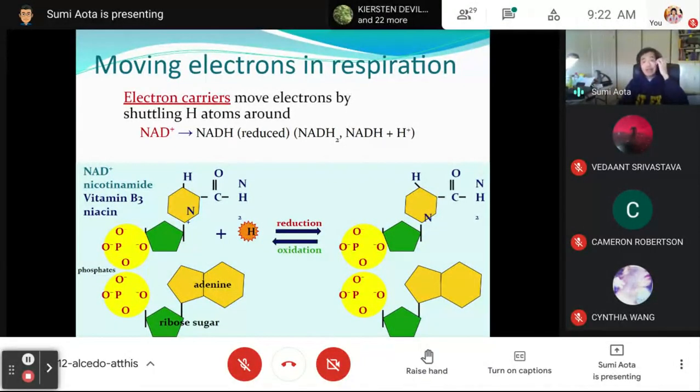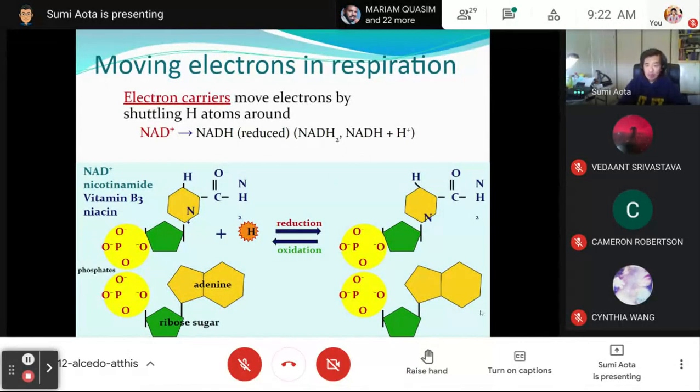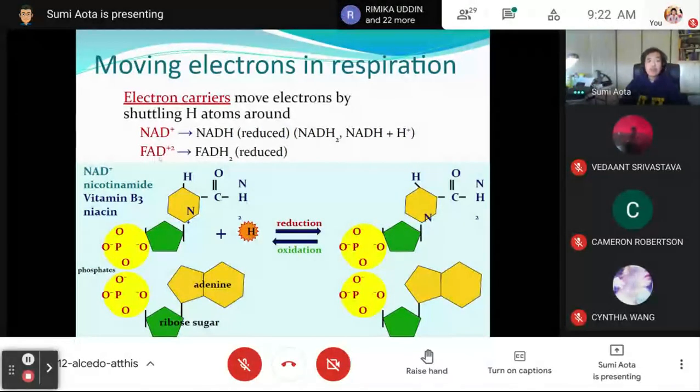But in reality, whenever we're moving electrons in biology, we're moving pairs of hydrogens, H2s. Therefore, a more accurate way of describing this molecule is NADH2. The most accurate way is NADH plus H plus. Okay, here's what happens. There's another molecule, FAD, which does the same thing. So there are actually two electron carriers, NAD plus and FAD2 plus.